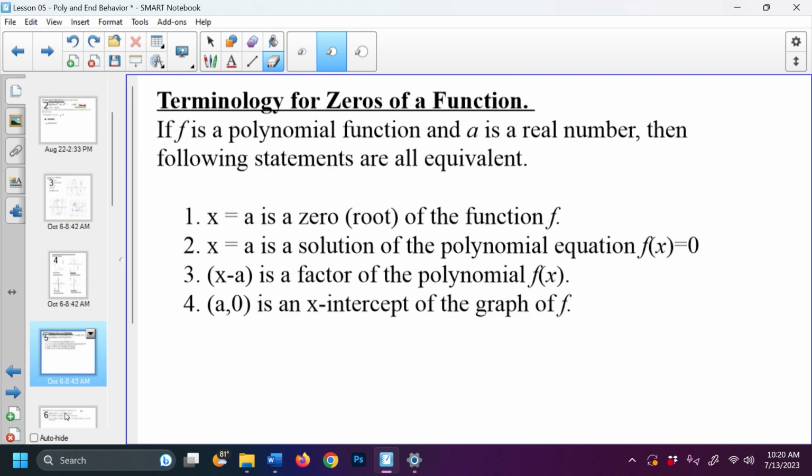Terminology for zeros of a function: if f is a polynomial function and a is a real number, then the following statements are all equivalent. And so if one of these is true, all of them are true. If x equals a is a zero or a root of a function, then x equals a is a solution to the polynomial equation f of x equals 0, x minus a is a factor of the polynomial, and (a, 0) is an x-intercept of the graph of f. And we will use that to find some polynomials in examples later, and I'll refer back to that when we get there.